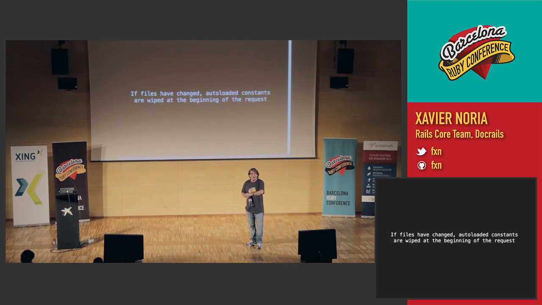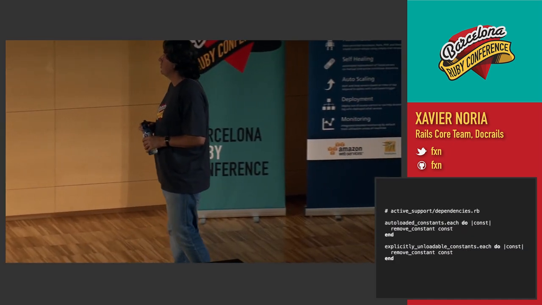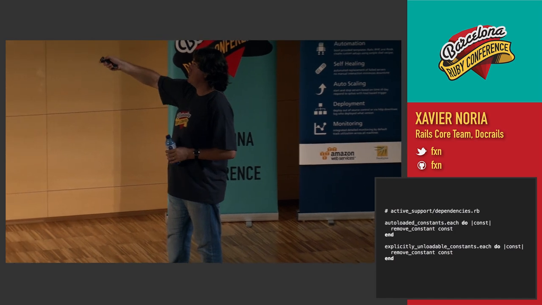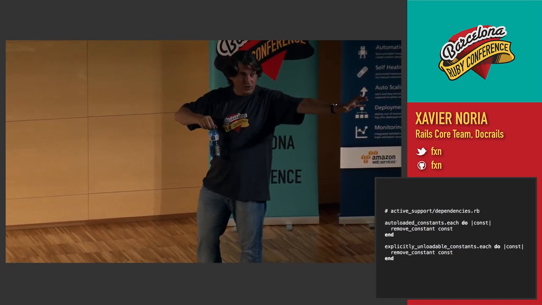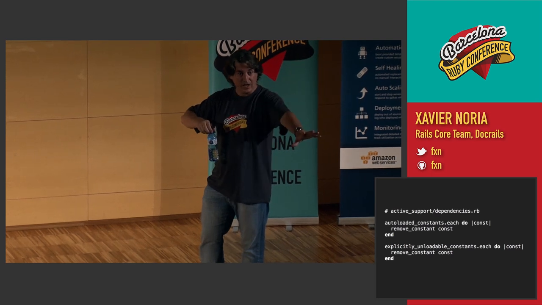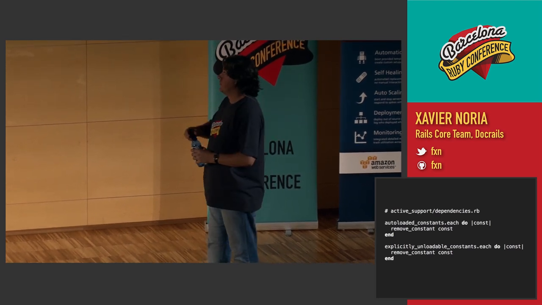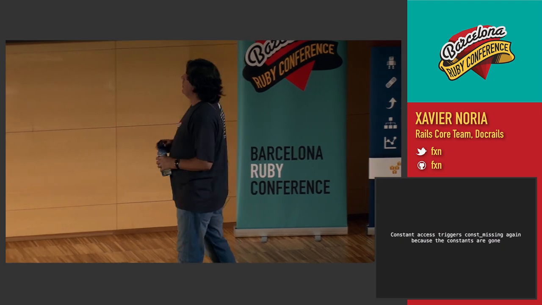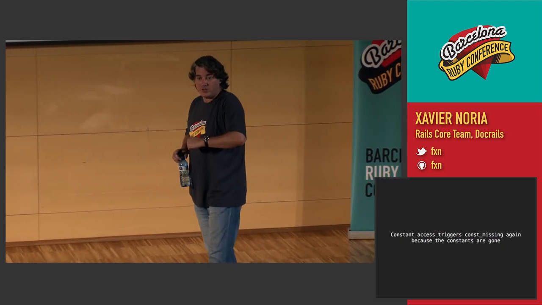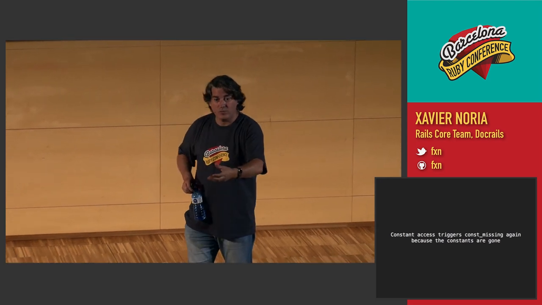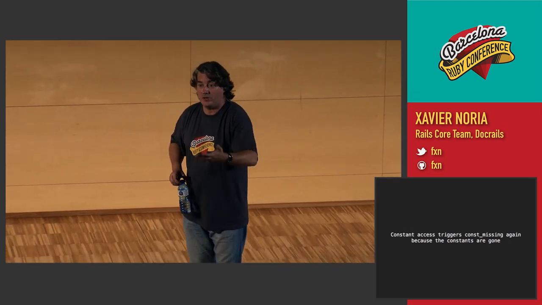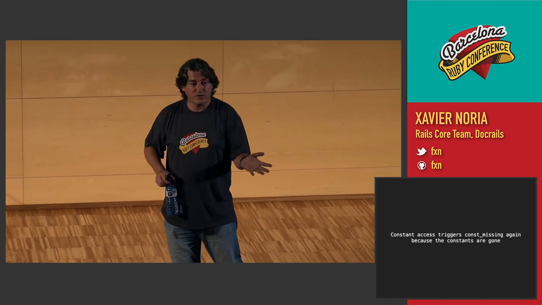If the files change, the constants are going to be wiped from the constant table of the modules. And for doing that, you have stored the constants that you autoload. You have the API to remove the constants. You remove the constants by hand. And since you remove the constants, in the next request, when you are going to use the user model, the user constant is again unknown. Why? Because the constant is wiped.